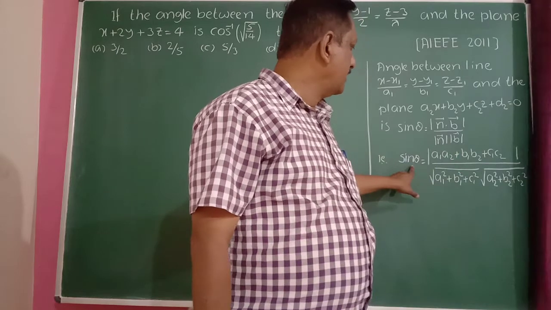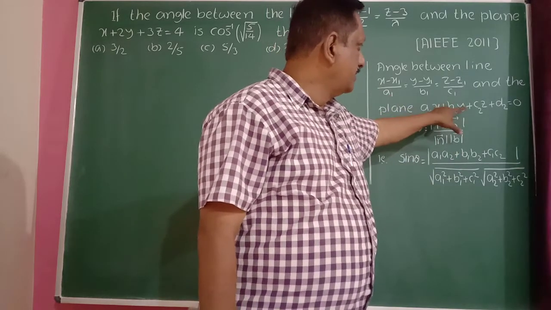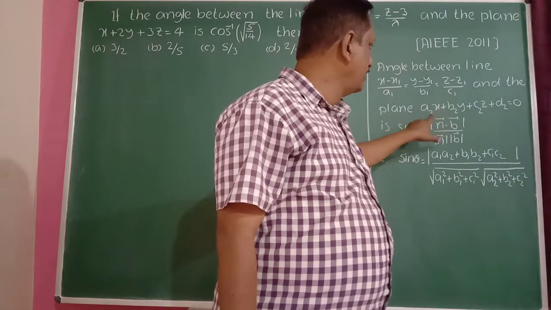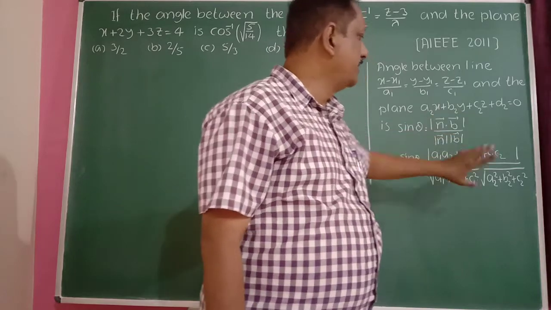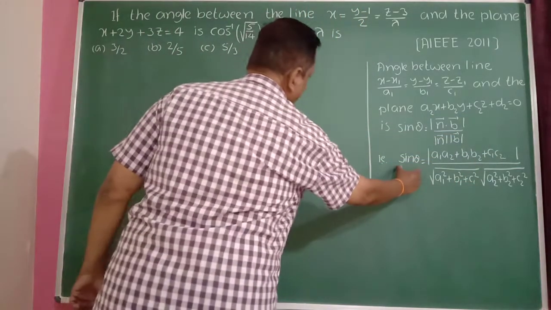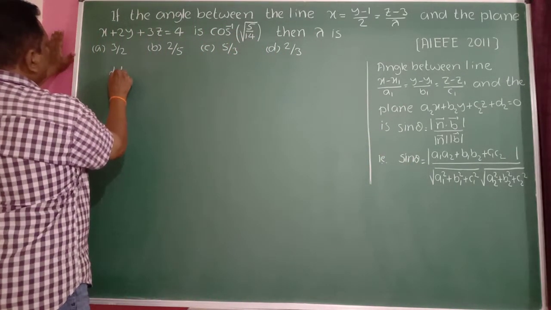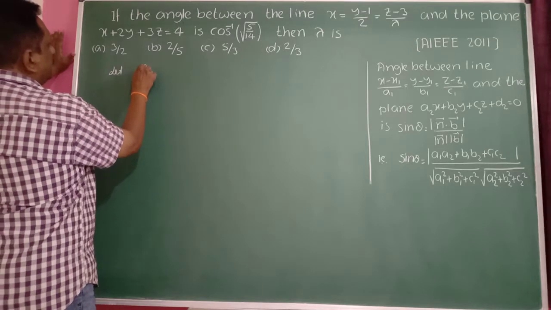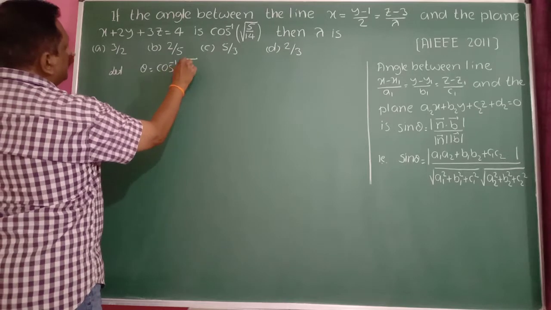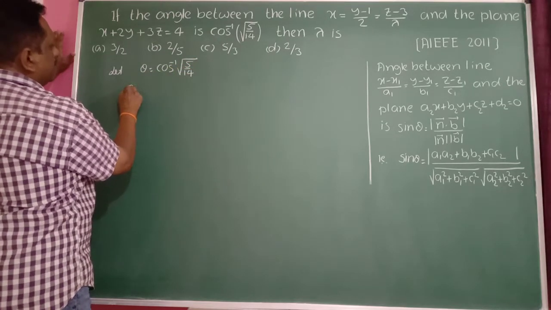That is, sin theta is equal to a1 a2 plus b1 b2 plus c1 c2 divided by root of a1 square plus b1 square plus c1 square into root of a2 square plus b2 square plus c2 square, using this formula. But here the left side has sin theta, while they have given a cos here. Therefore, let us consider theta is equal to cos inverse of root of 5 divided by 14. Take the cos of this side here.